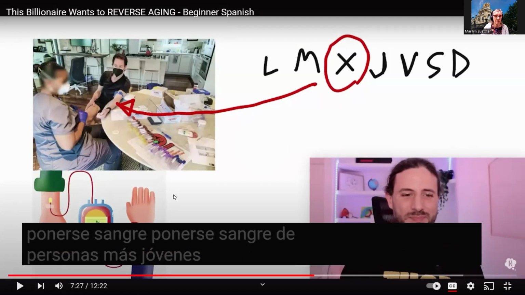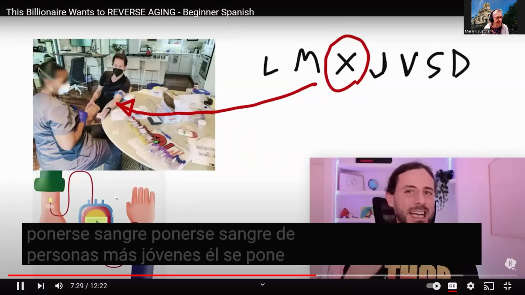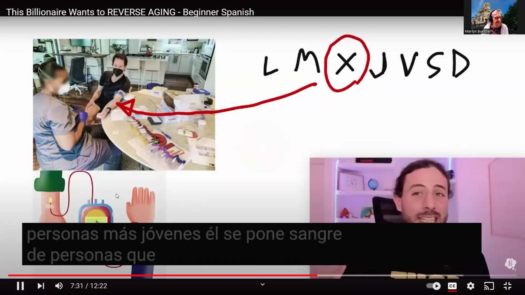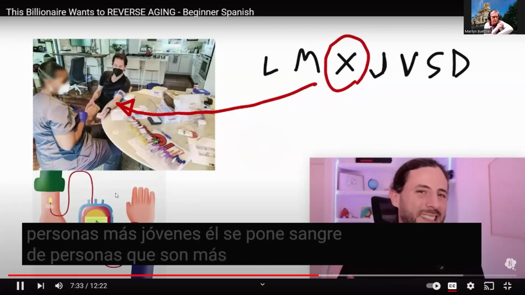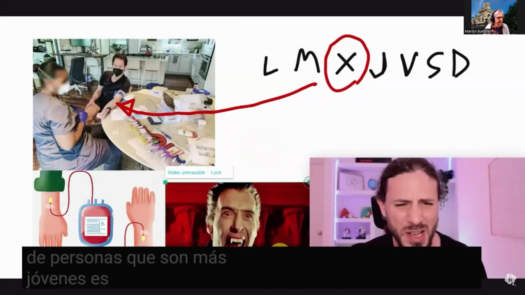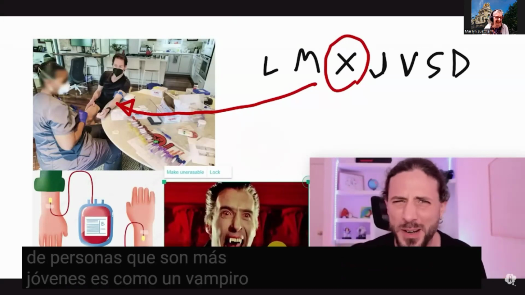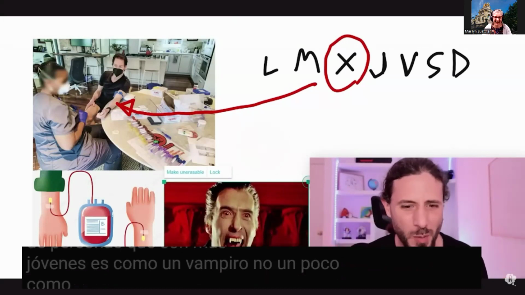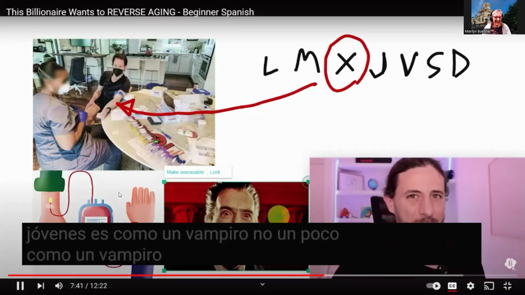This guy actually does do this. And actually he's got a 20-something-year-old kid. He has enlisted his kid in this. Okay, that kind of gives me the creeps. All right. Él se pone sangre de personas que son más jóvenes. He puts in blood from younger people. Es como un vampiro, ¿no? He's like a vampire. Un poco como un vampiro. He's a little like a vampire.